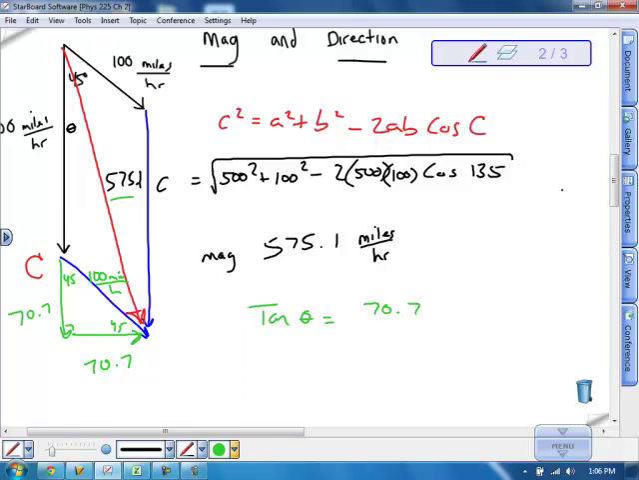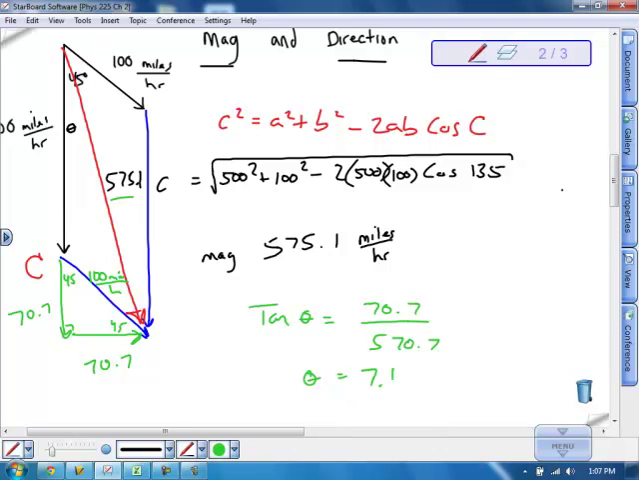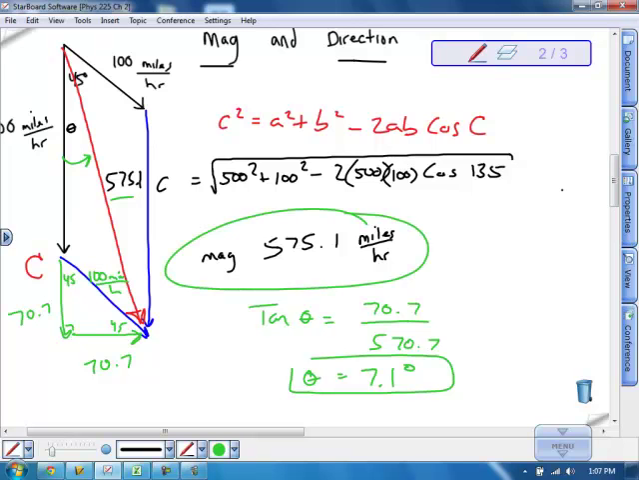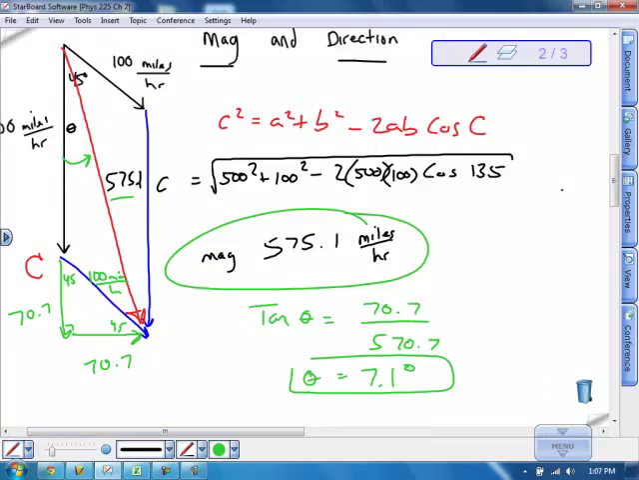So I'm looking at this big triangle right here, which should be 570.7. If you do inverse tangent of that, you get your angle is approximately 7.1 degrees. So this is about, change direction about 7.1 degrees. We gained about 75 miles per hour. So we have our magnitude and direction.